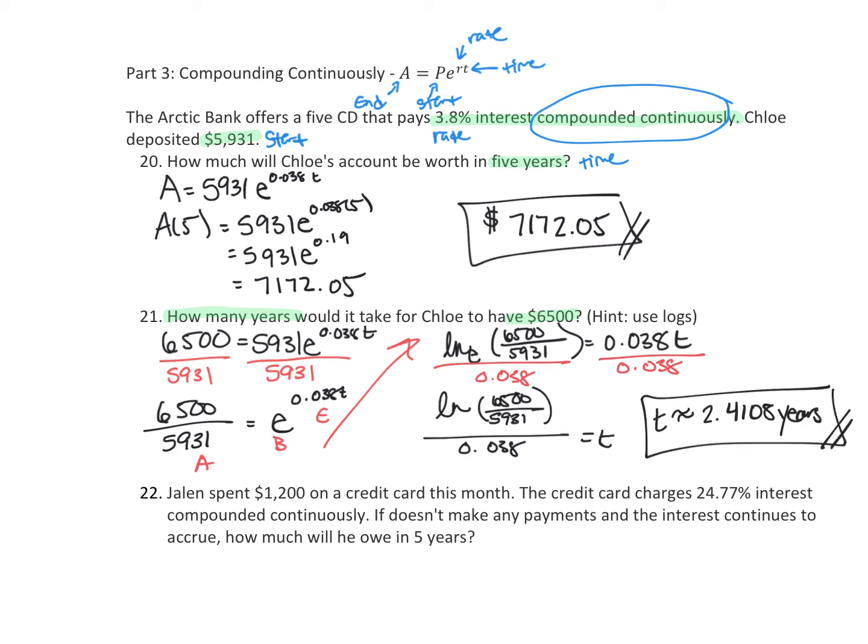And I'm rounding to the 4th decimal place here because we're dealing with time, but for problem 20, I just rounded to the 2nd decimal place because we're dealing with money. But this is how you deal with something that is compounding continuously. Our very last equation involves half-lives. That's in part 4.